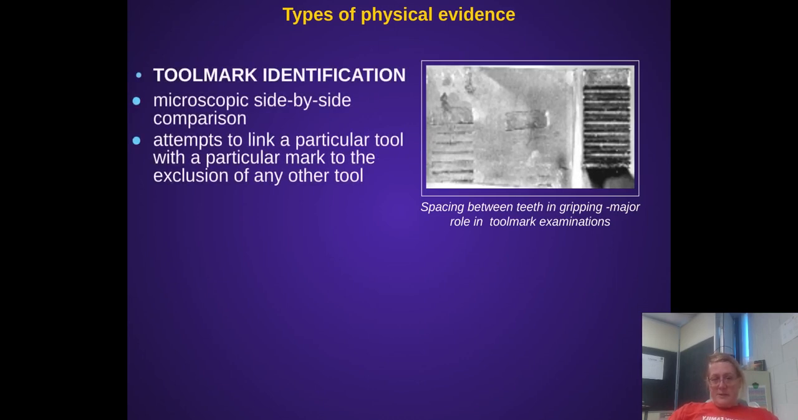Kind of related to bullets, because we're looking at microscopic indentations left behind, you have tool mark identification. That can be a lot harder because you have to find the tool and it has to have enough variation to it that you can tell that it's not this one, but it's that one.